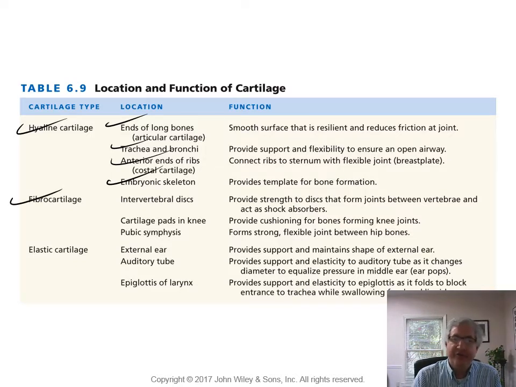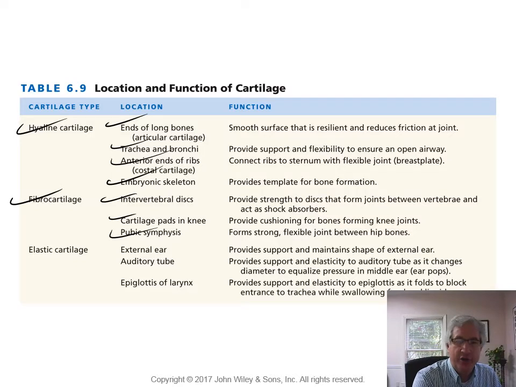Fibrocartilage, you find that in intervertebral discs. Also, there are some pads in the knees called the meniscus, and there's a couple of menisci in each knee. And there's also something called the pubic symphysis. The hip bones come together in the anterior, in the front. Where the pubic bones come together, there's a little span of cartilage between them. That's called the pubic symphysis, where the two pubic bones come together.